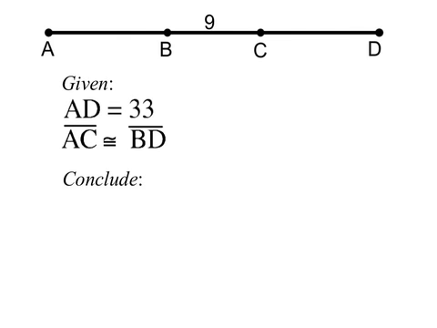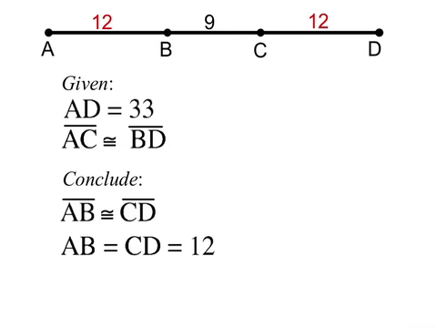Here's another problem. This time we're given that the middle segment, the BC, is 9 units, and the whole thing is 33 units. We're also given that AC is congruent to BD. We can conclude several things. First, that AB is congruent to CD. Then, that AB and CD are both 12 because we do 33 take away 9 to get 24. But since the 24 consists of both AB and CD combined and they're congruent, we do 24 divided by 2 to get 12. And one more conclusion we can make is we add the 12 plus the 9 to get that both AC and BD equal 21.